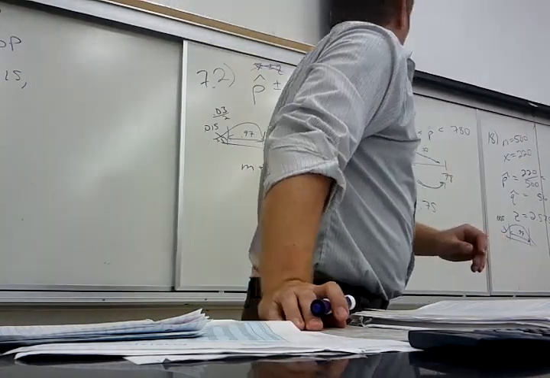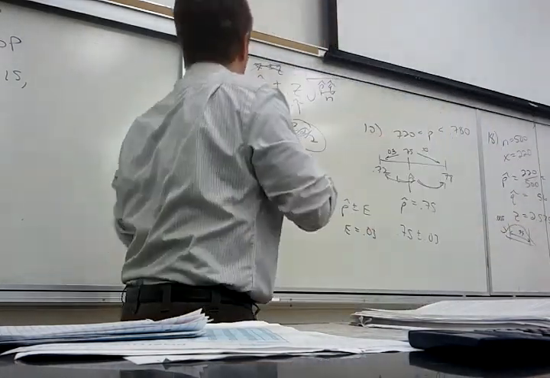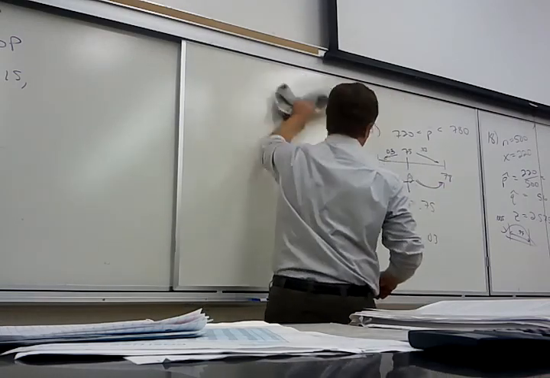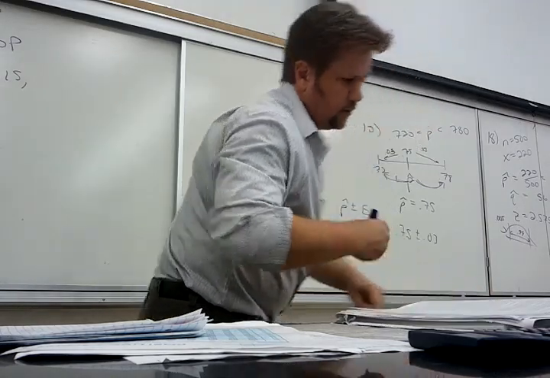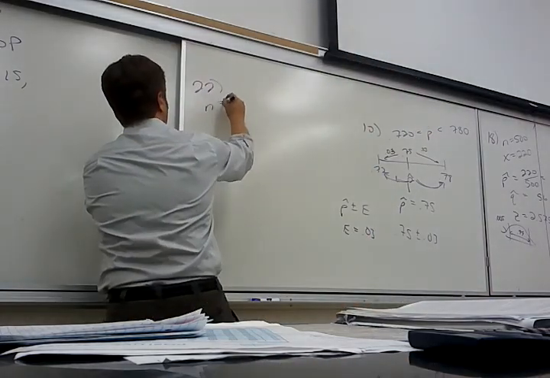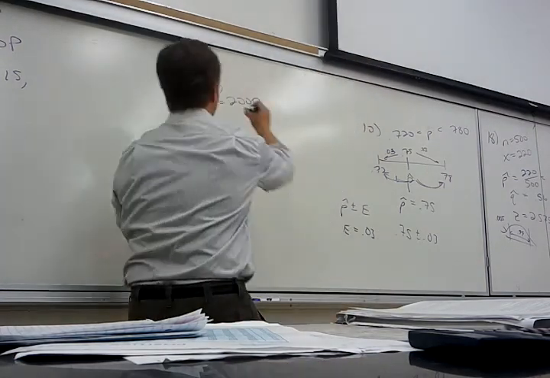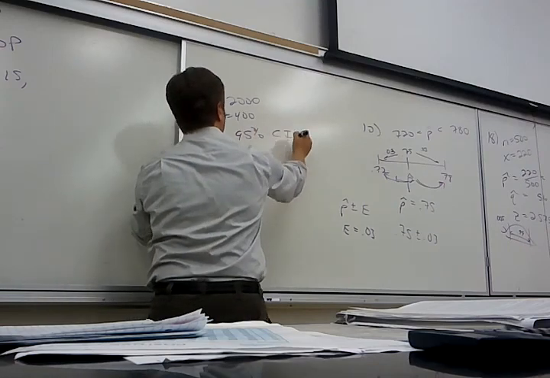So I don't know if you had to do, which one was it, 22? And I don't really care, we can still do it. 22 says this. N is 2,000. X is 400, and they want a 95% confidence interval.